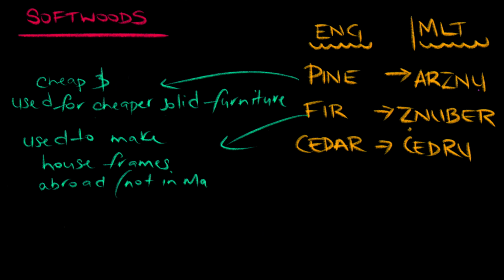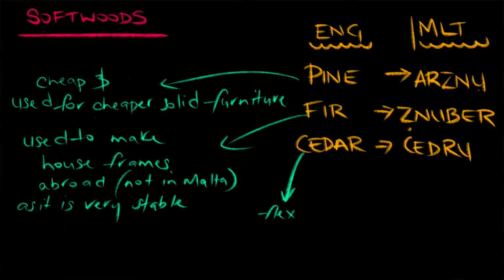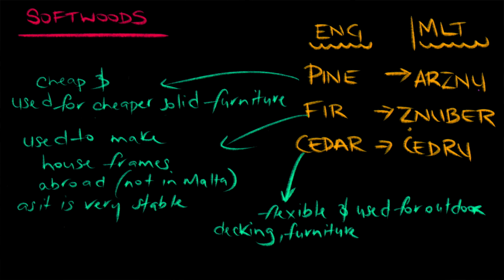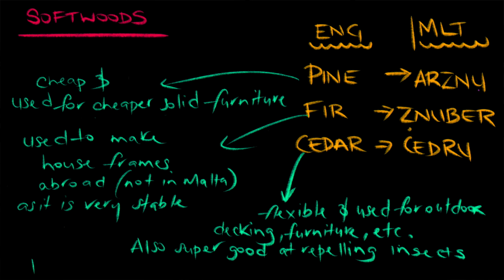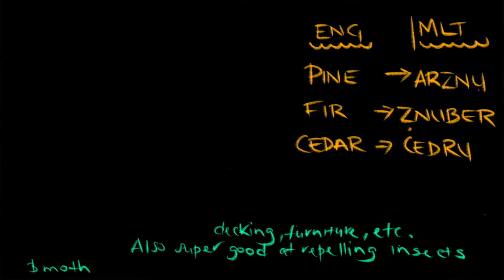Cedar, on the other hand, is an amazingly flexible wood, and it can be used for anything from outdoor decking to furniture building. It also has a great natural smell, which acts as a natural insect repellent, and in the old days was frequently used to build storage boxes where clothes would be stored over the winter to protect them from being eaten by moths or other insects.